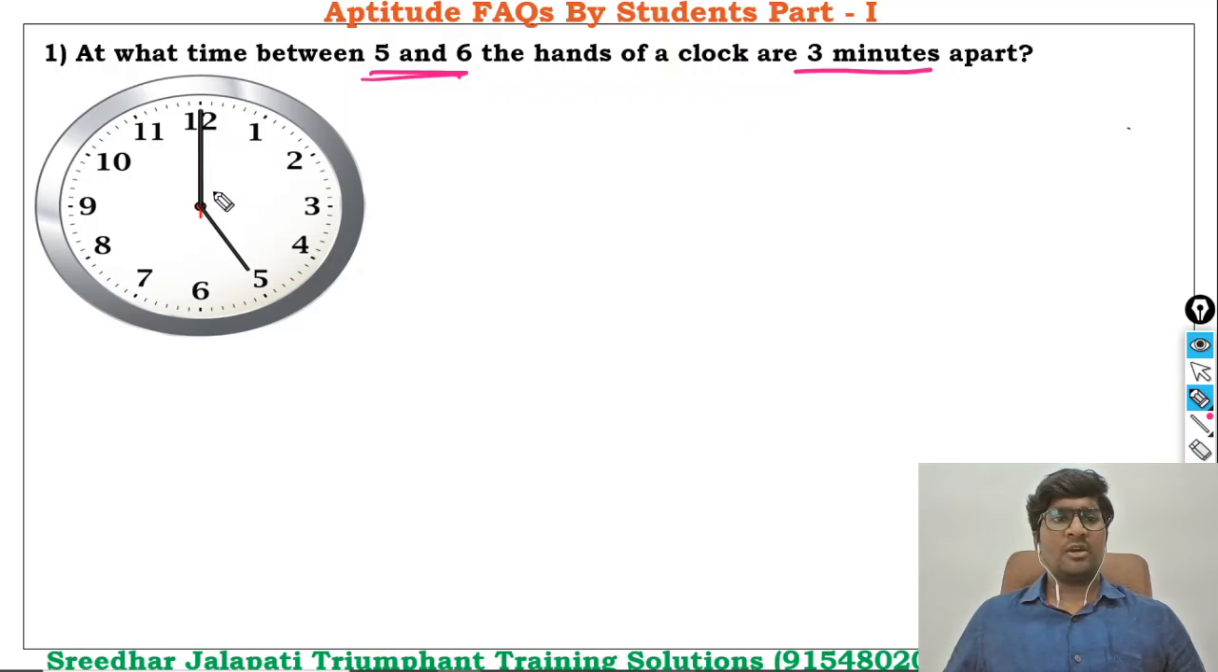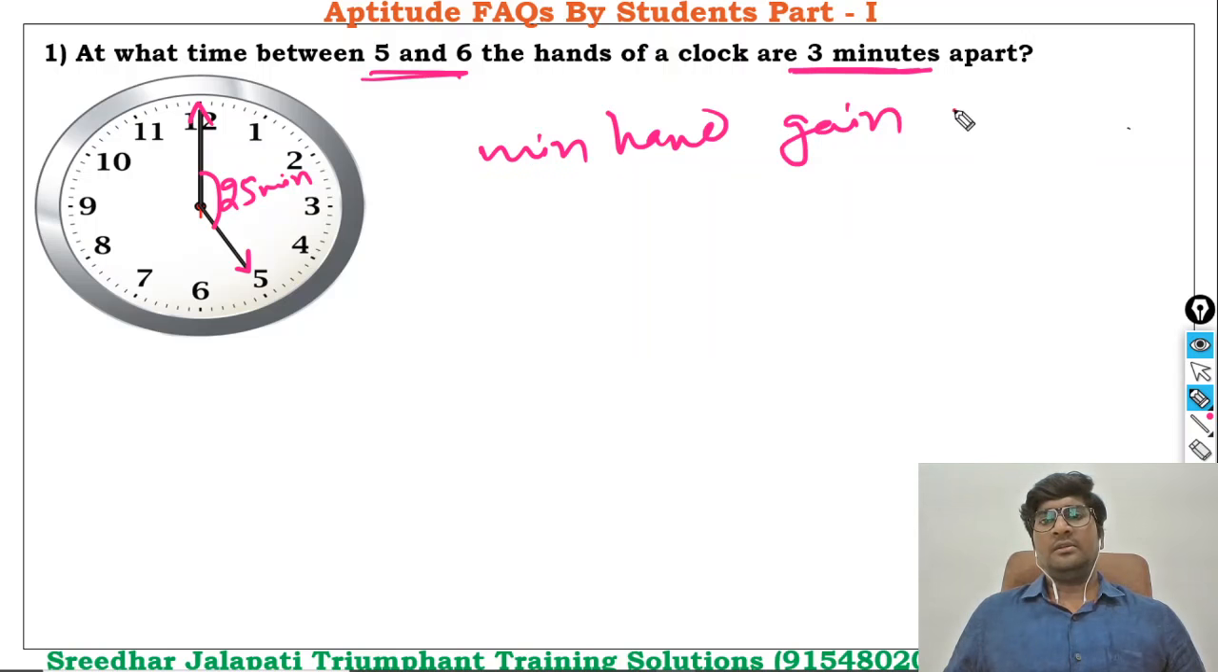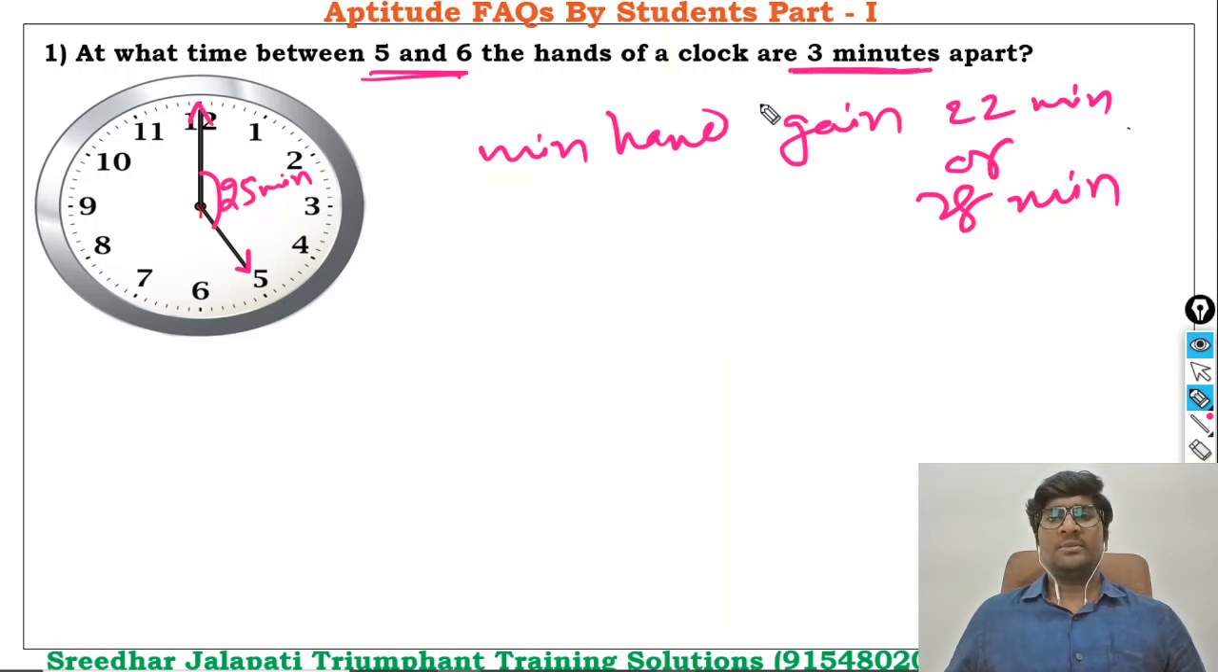Now you can see a clock here on the screen, and the time in this clock is 5, so hour's end is pointing at 5 and minute's end is pointing at 12. Now can you see the difference here? The gap between minute's end and hour's end is 25 minutes space. When the time is 5 o'clock, the gap is 25 minutes space. But here the gap has to be 3 minutes space. That means for that, minute's hand has to gain either 22 minutes or 28 minutes so that the gap will be 3 minutes.